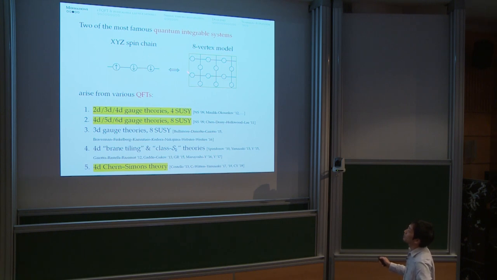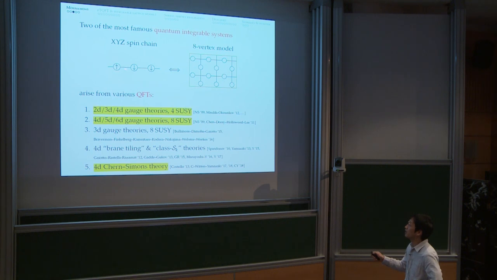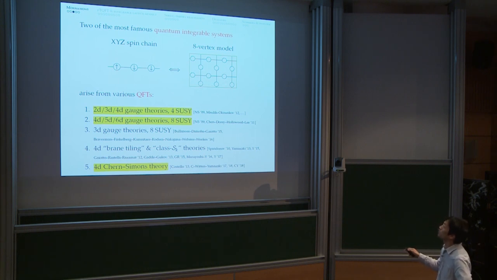There are two famous quantum integrable systems which turn out to be equivalent. One is the XYZ spin chain, which is a one-dimensional quantum mechanical system with spins either taking up or down, and they align on a line and interact with nearest neighbors. Equivalently, I will talk about the 8 vertex model, which is a two-dimensional lattice model. Here I have drawn a lattice on a torus, and you have spins located on the edges of the lattice, and they interact with neighbors around vertices.